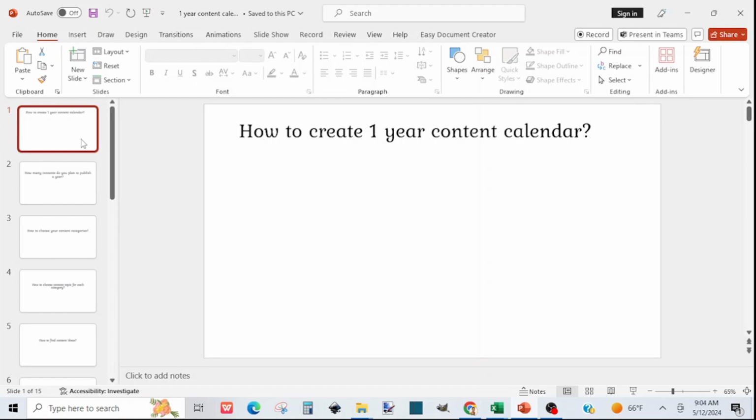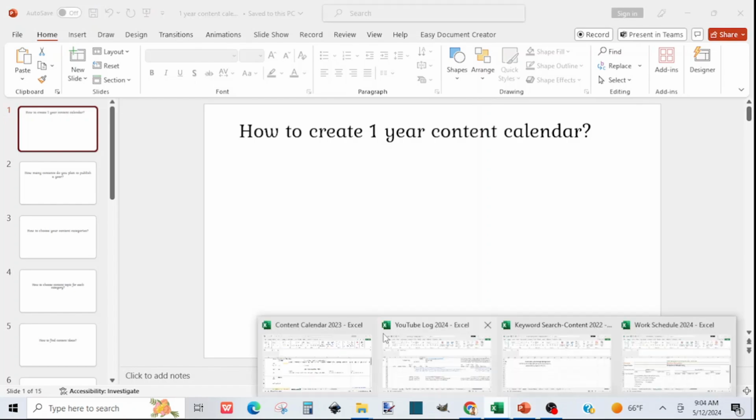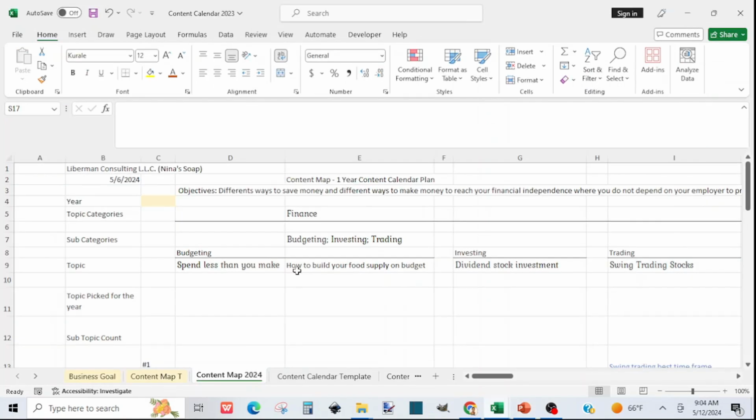How to create one year of content calendar. There is a strategy that I'm trying to follow in order to create one year of content calendar, or content ideas that I can use to create content.